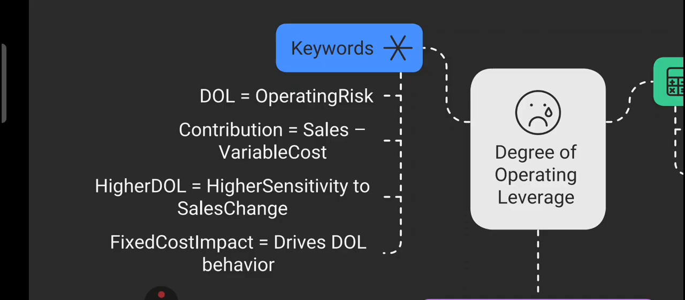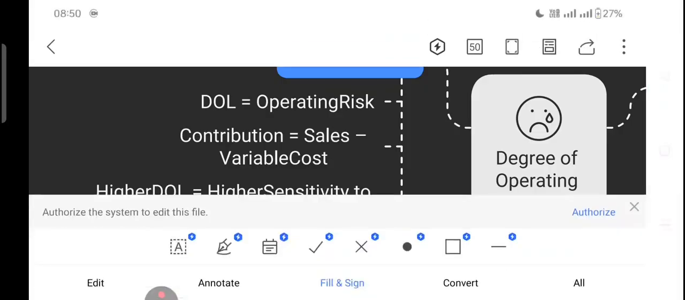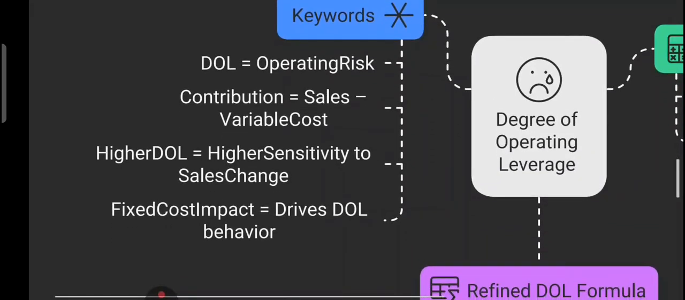There are some key formulas which we must keep in our mind. The first thing is contribution. I already told you that it is nothing but sales minus variable cost. Then the next formula we have is DOL. DOL always reflects the operating risk. And then we have the fixed cost. What is the meaning of fixed cost? Fixed cost is the main driver. They stay the same even if your sales do not. Obviously, fixed cost does not get impacted by the sale. Whatever your sales is, fixed cost will remain the same.